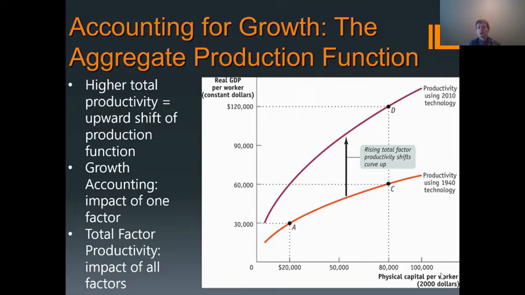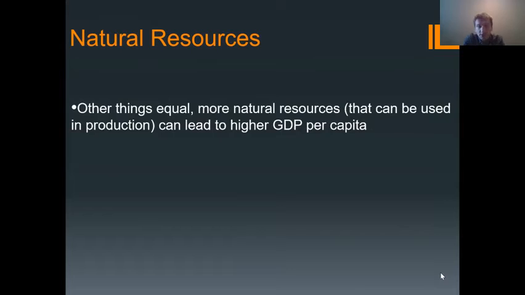Now, are you wondering how often this shows up in the AP test? Not too often. It is exceedingly rare to see a production function and accounting for growth on the AP test. But if it does show up, it's usually in this type of manner. You see it shift upwards. That means economic growth. As I referenced before, other things equal, more natural resources, at least ones that can be used in production, can lead to a higher GDP per capita, because that's another one of those things where you can then have more to give to your workers and they can be more productive.